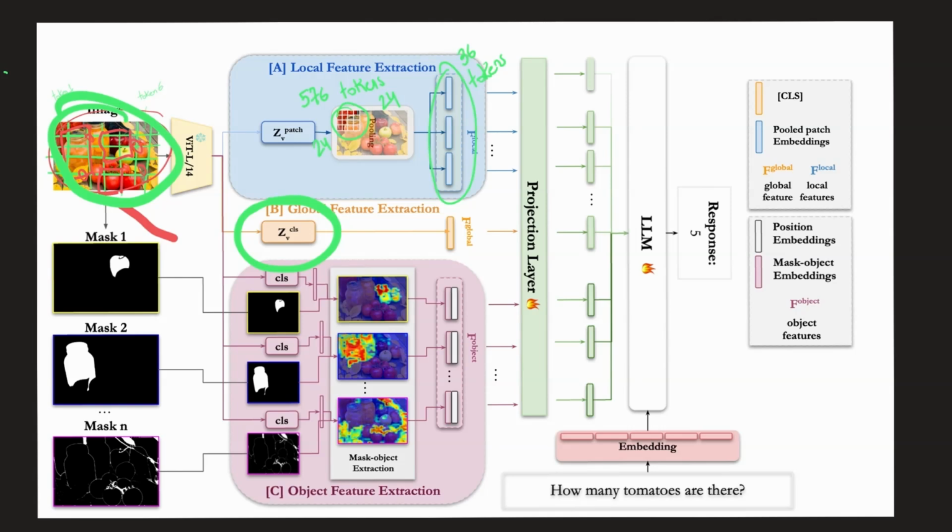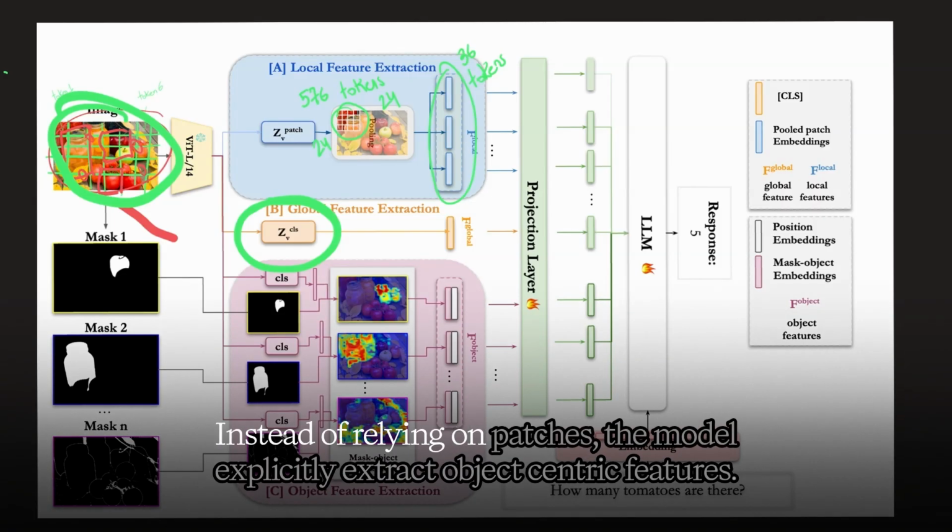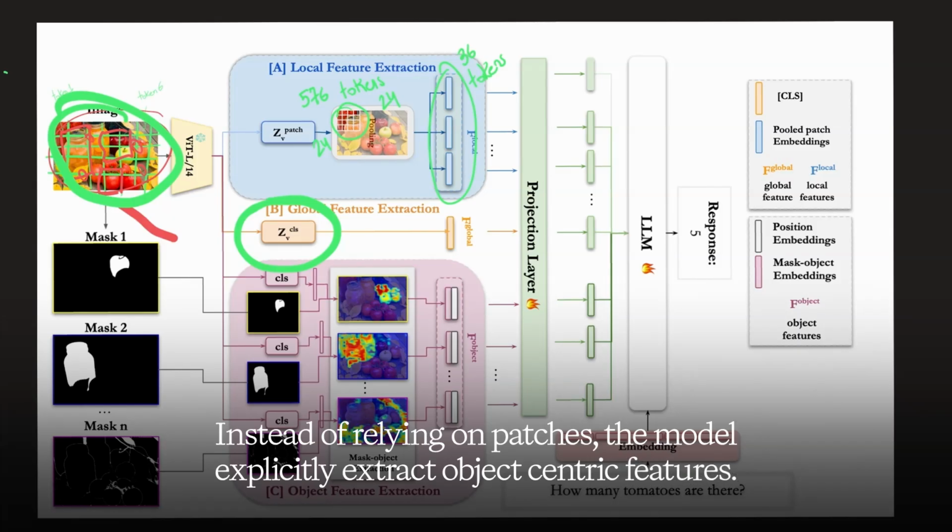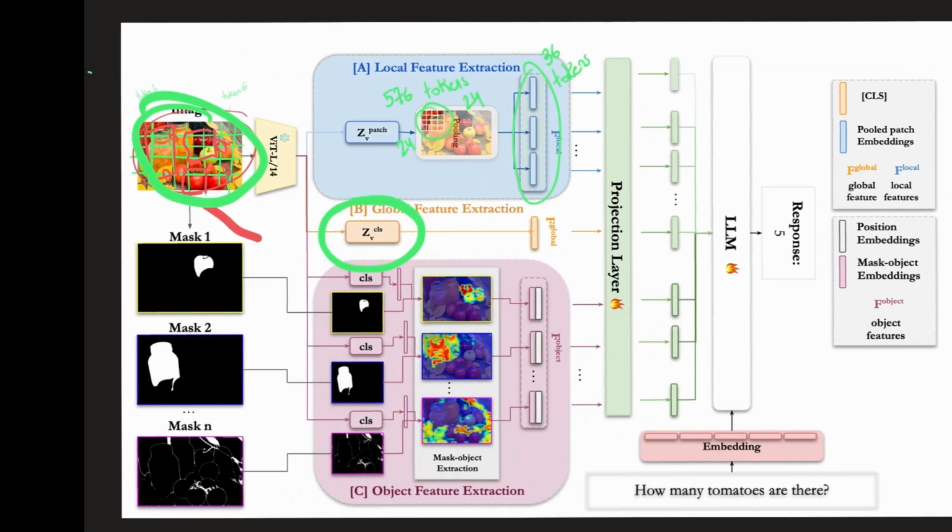Third, we have object level understanding. So here's the key addition where things get really interesting. Instead of relying on patches, the model explicitly extracts object-centric features. This happens through a pipeline. You're going to run an object detector, get the bounding boxes, then track those bounding boxes through time, and then segment those bounding boxes so you get a tight mask around the object.